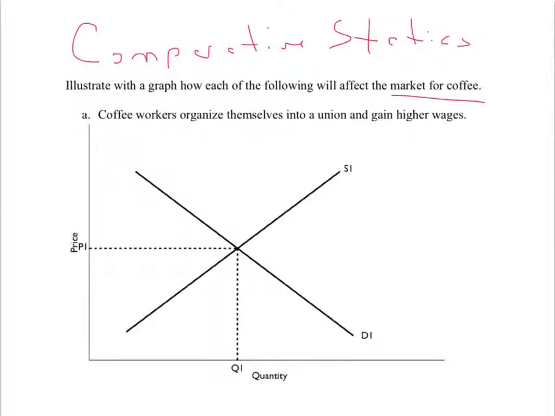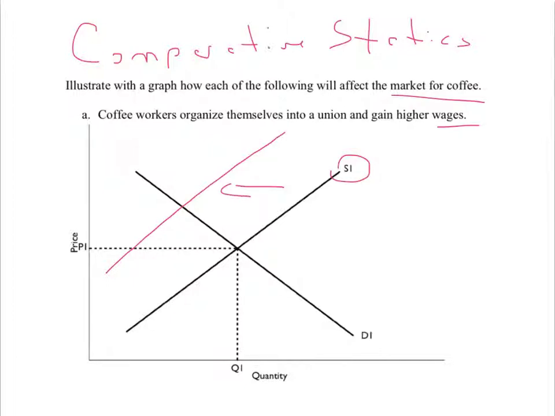So in our first scenario, we're told that coffee workers organize themselves into a union and gain higher wages. How is this going to affect the market for coffee? This is going to affect the supply of coffee, and here's why. Coffee workers are an essential input in the production of coffee. The wage that these workers are paid is a cost to coffee growers. Higher wages mean higher costs, and this means that the coffee growers' ability to produce and sell coffee is diminished, and so we will see a decrease in the supply of coffee.